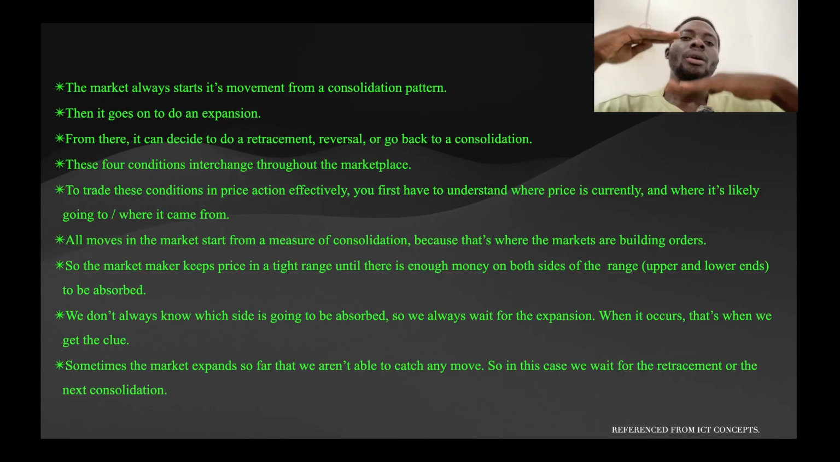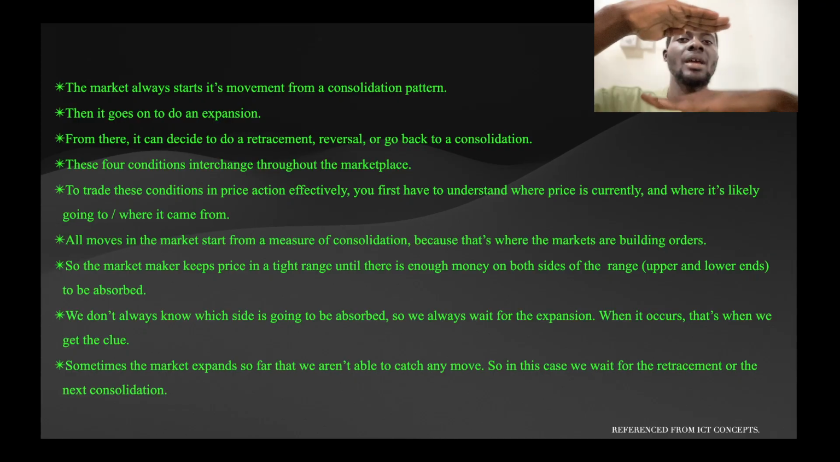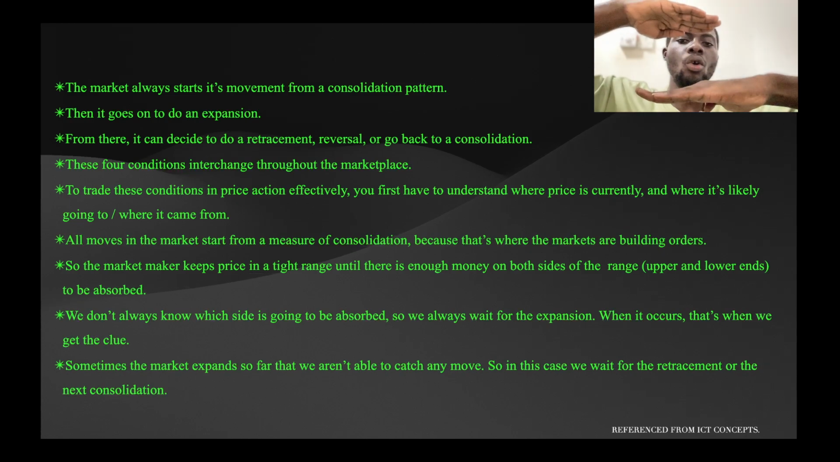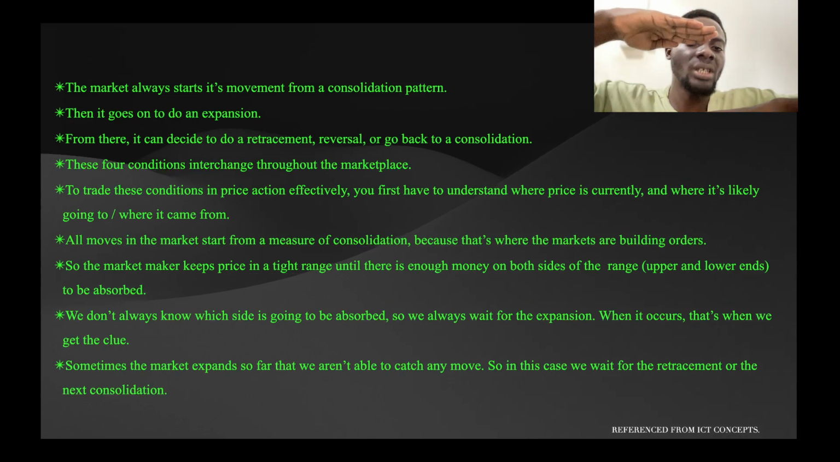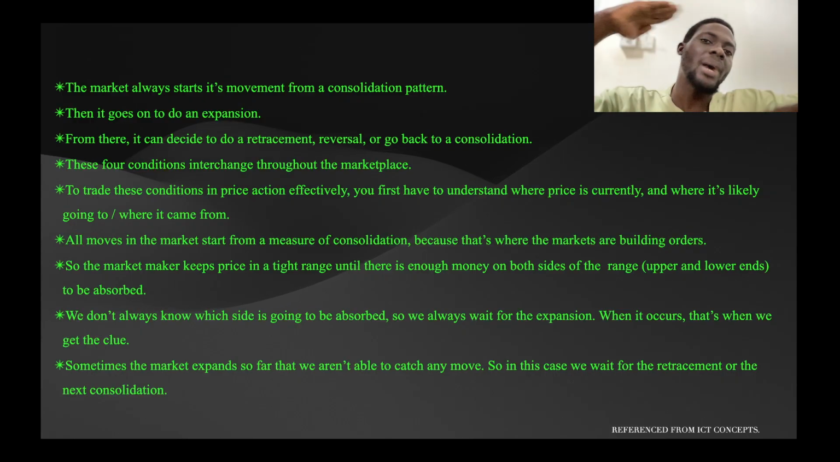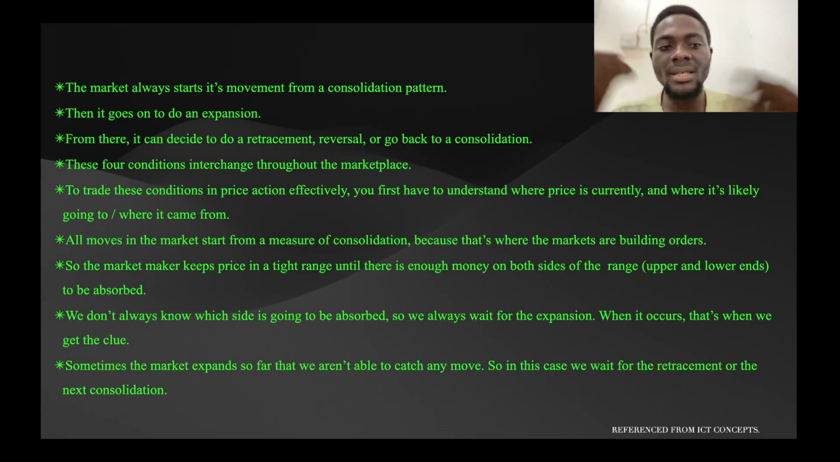Now, you see what consolidation looks like. Consolidation is price trading in a certain range. So it can be trading in this range from my left hand to my right hand, the space in between, just bouncing off of this range. You understand? So they all start from a measure of consolidation. Now, when the market is in a consolidation, it means that the market makers are building orders. They are taking buy, sell, buy, sell, buy, sell.